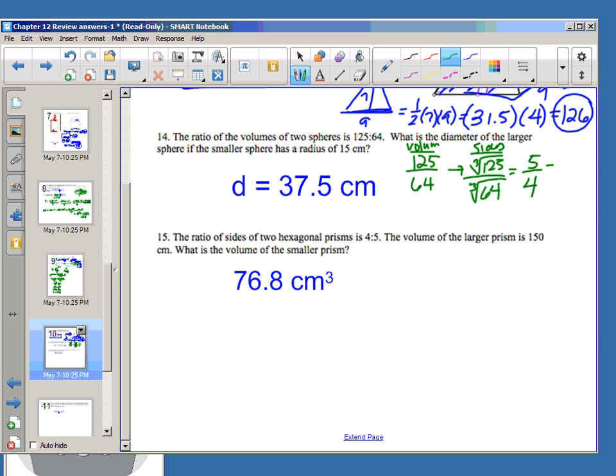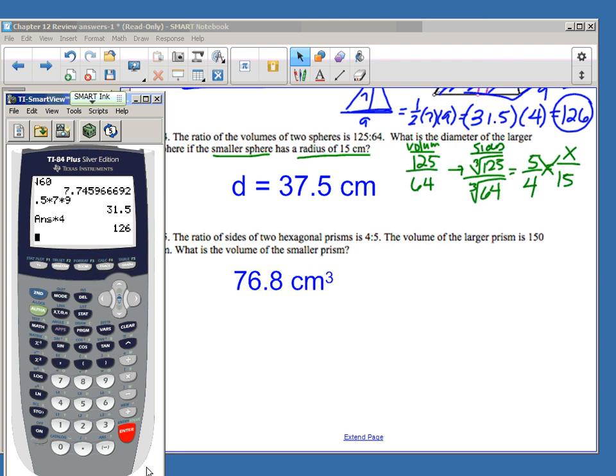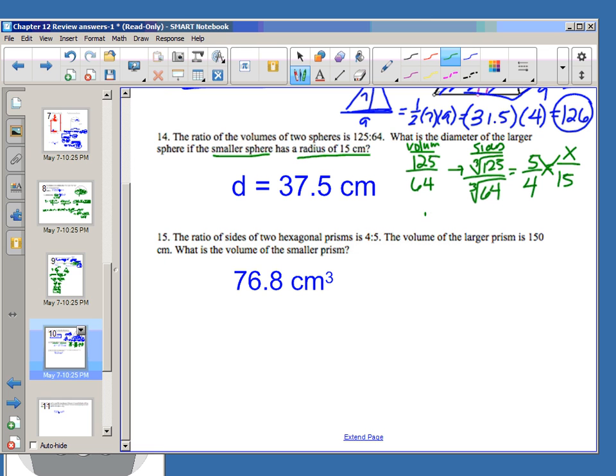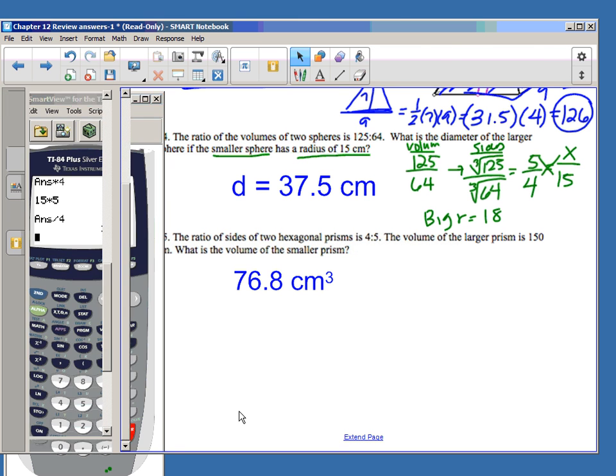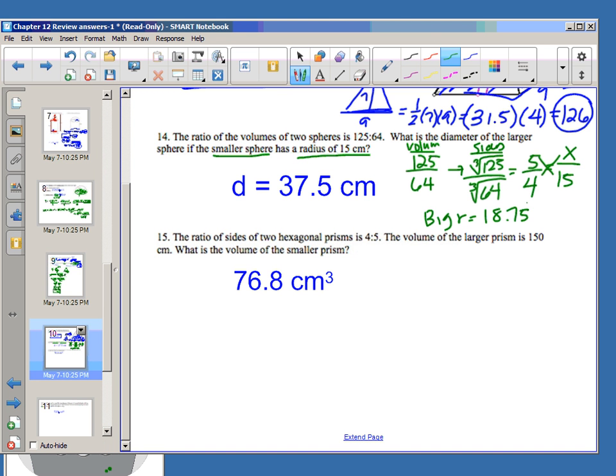And I know that the smaller sphere has a radius of 15. So 4 is on the bottom, so that means 15 is going to go on the bottom because it's the smaller one. When I cross multiply, I get 15 times 5 divided by 4. I get the bigger radius to be 18.75. But I need the diameter, so I need to multiply that by 2, so my diameter equals 37.5.